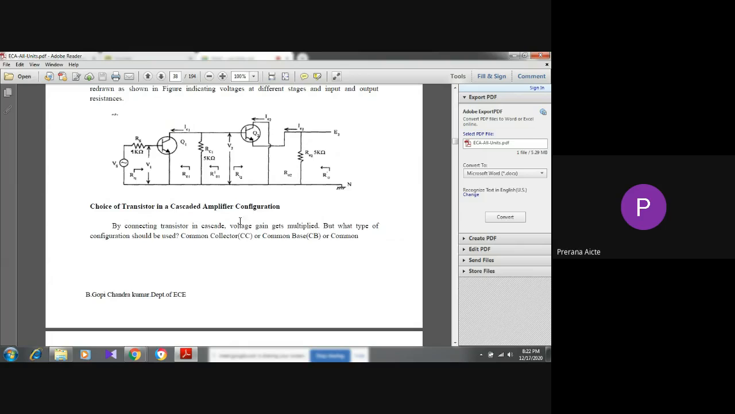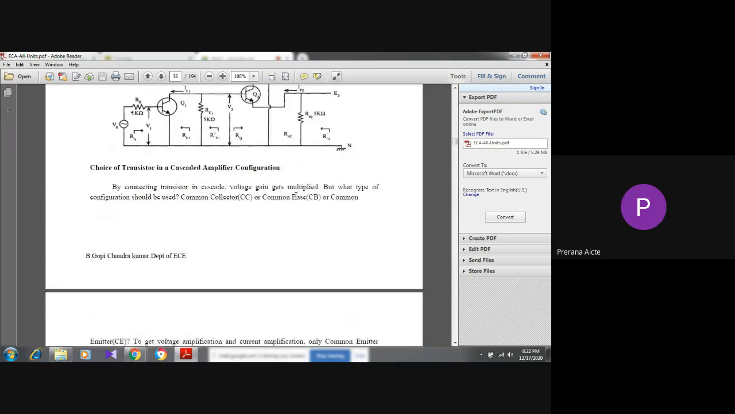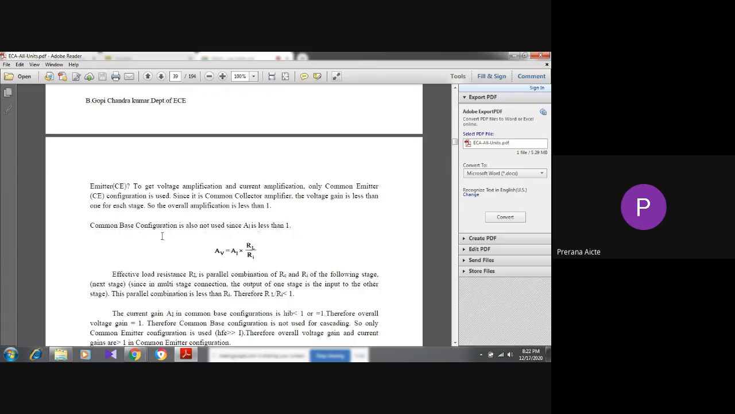Now, choice of transistor cascade amplifier configuration. By connecting transistors in cascade, voltage gain gets multiplied. What type of configuration do we use: CC, CB, or CE? To get voltage amplification and current amplification, only common emitter is used, because for a CE amplifier we will get more gain when compared to CC and CB. That's why the CE amplifier is used to provide good gain.